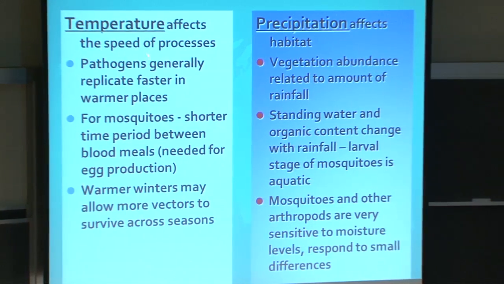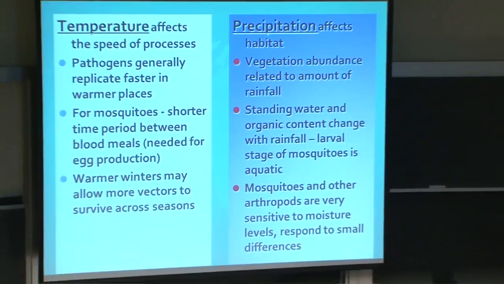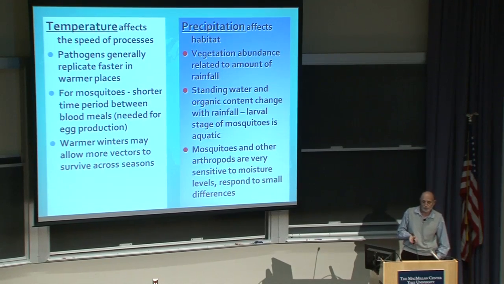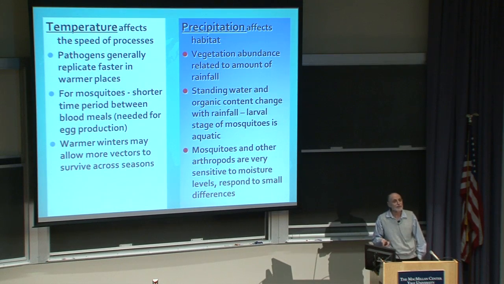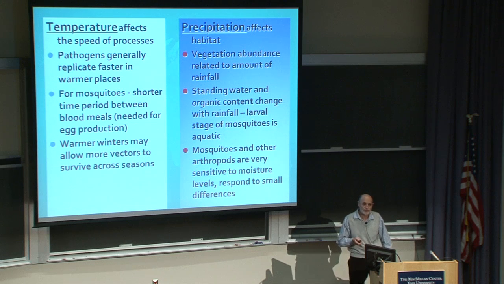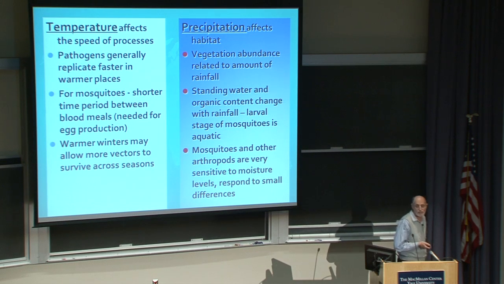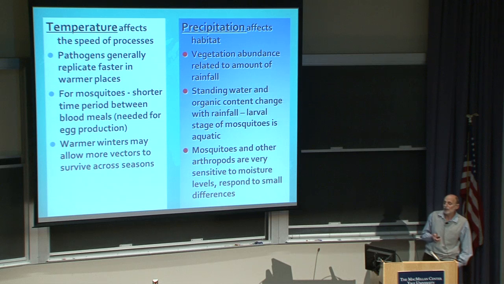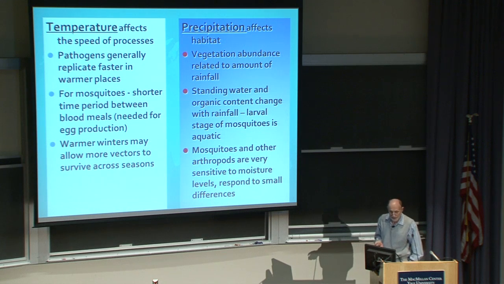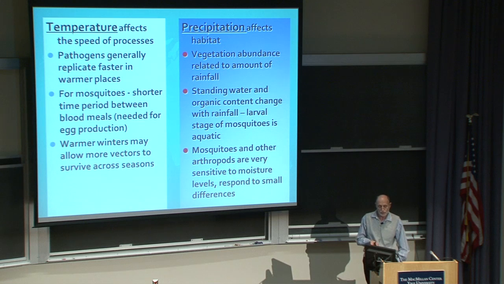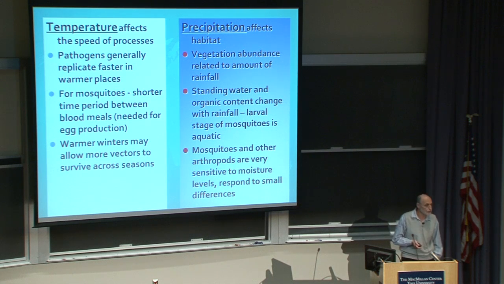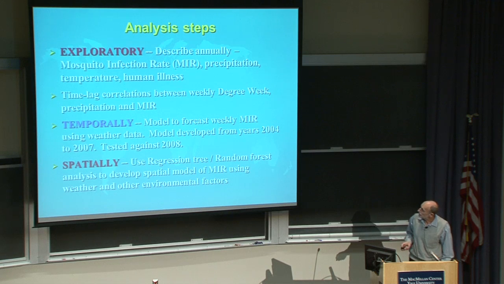We know that temperature will affect the speed of the different processes: pathogens replicate faster, mosquitoes will have a shorter time between blood meals, and in general, if the winter is warmer, more vectors will overwinter, and that's important because we think that West Nile virus overwinters in mosquitoes. As far as precipitation, vegetation provides resting areas for the mosquitoes, and rain provides standing waters, and in general, moisture levels and humidity are extremely important for mosquitoes and other disease vectors.